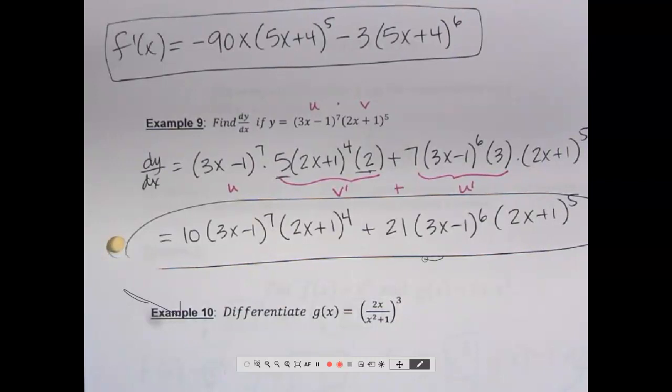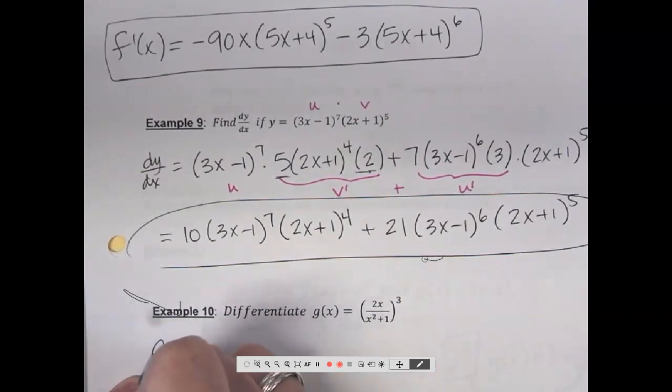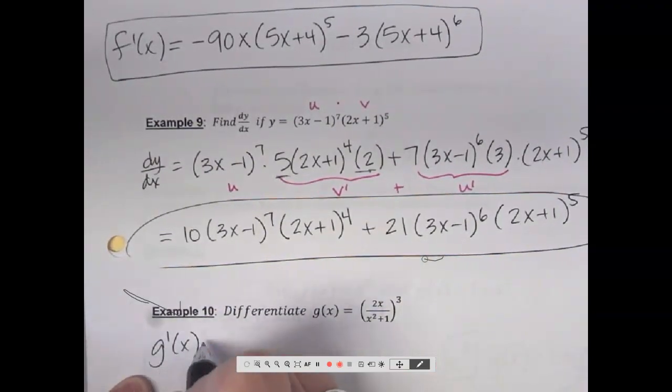All right, 2 more, and I actually saved the easiest one for last. All right, so what about this next one? I see a fraction, and then I see it cubed. What would I start with? I will have to use the quotient rule, but I start with the outer function, which is the 3, the exponent. Okay, so differentiate. I'll call this g prime of x.